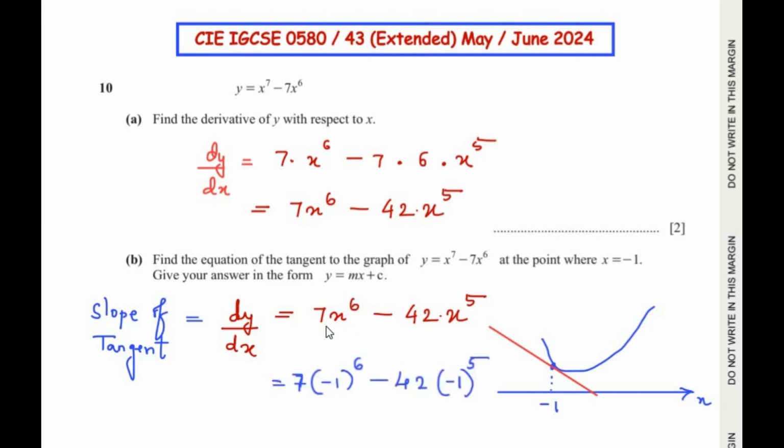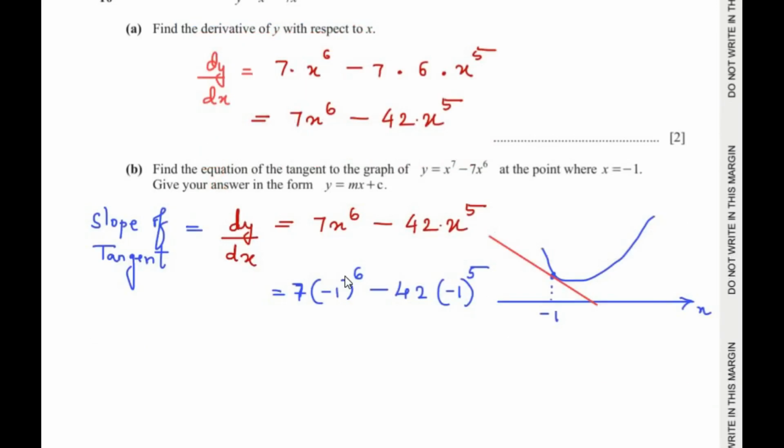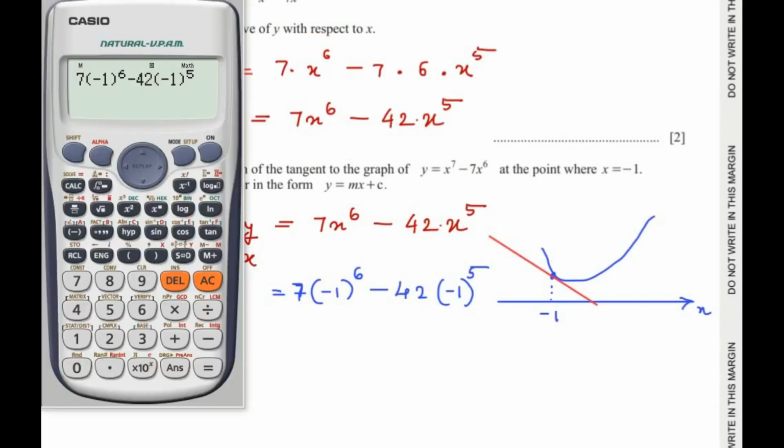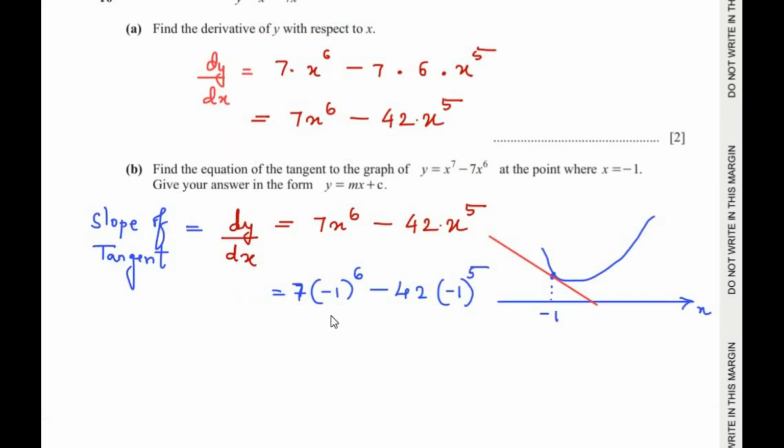So 7, now in place of x we have substituted negative 1 to the power of 6, minus 42, and again in place of x we have substituted negative 1 to the power of 5. Let us see what value this gives us. This is going to give us the value 49. So let me write here slope of the tangent. Remember, slope or gradient is denoted by the letter m. So here m is equal to 49.